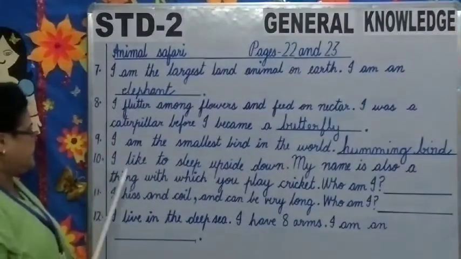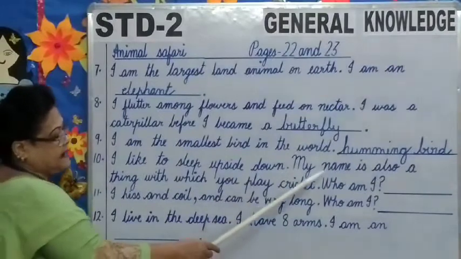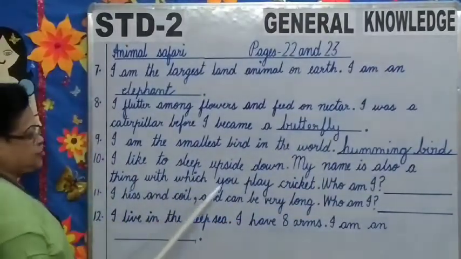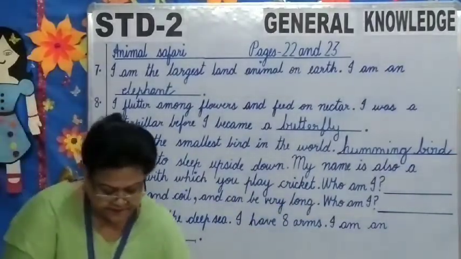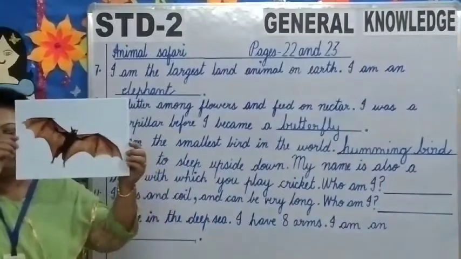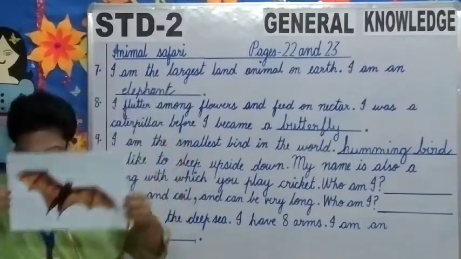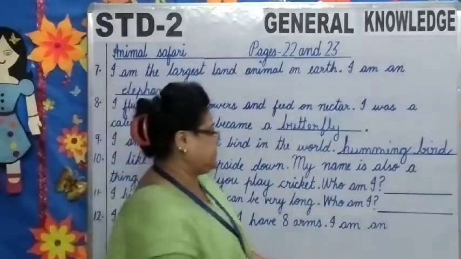Number ten. I like to sleep upside down. My name is also a thing with which you play cricket. Who am I? Look at this. Can you recognize it? Yes, it is a bat. So a bat sleeps upside down.